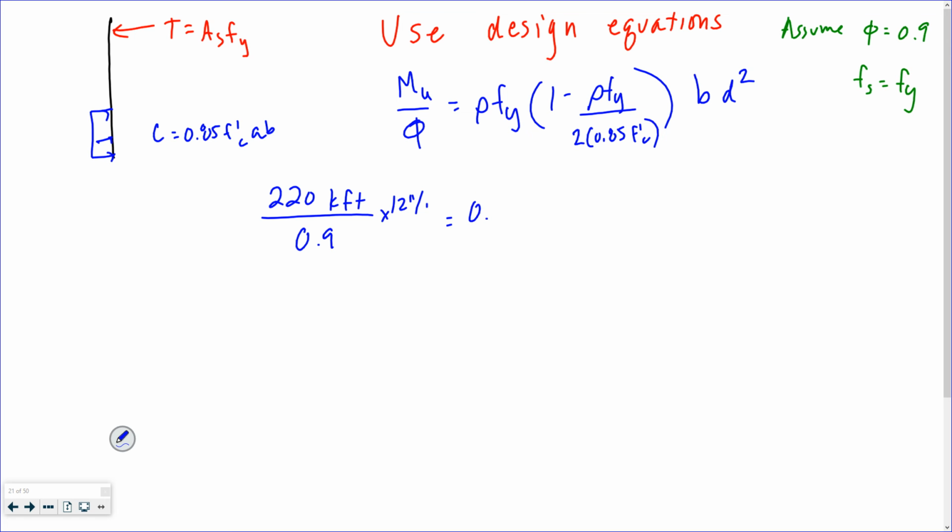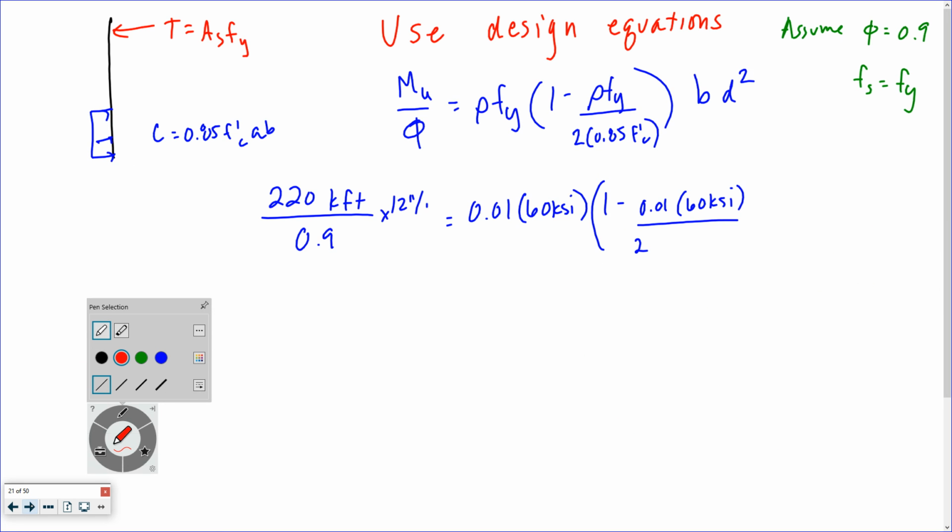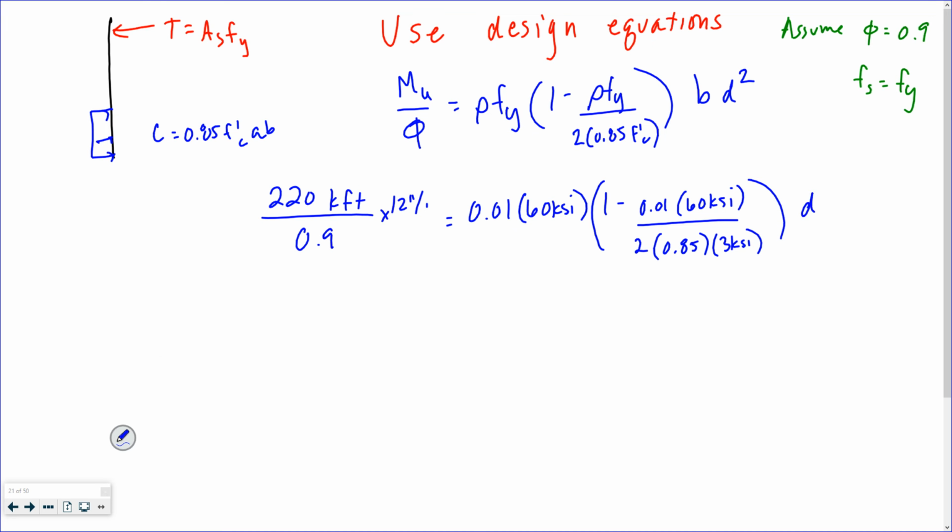So a target 0.01, 60 KSI, 1 minus 0.01, 60 KSI, over 2 times 0.01 times 0.01. Alright, that's my target reinforcement ratio that I just calculated. That's where I'm getting that, right? Times 2 times 0.85 f prime c, which is 3 KSI, times BD squared.